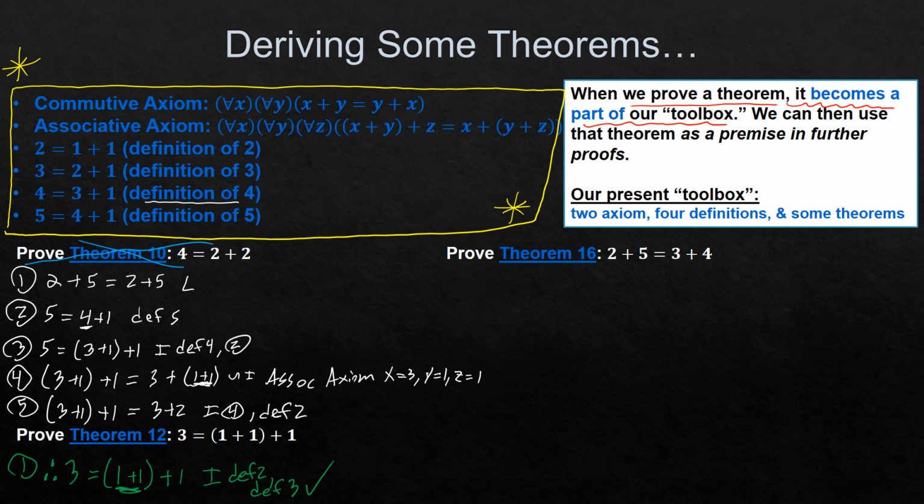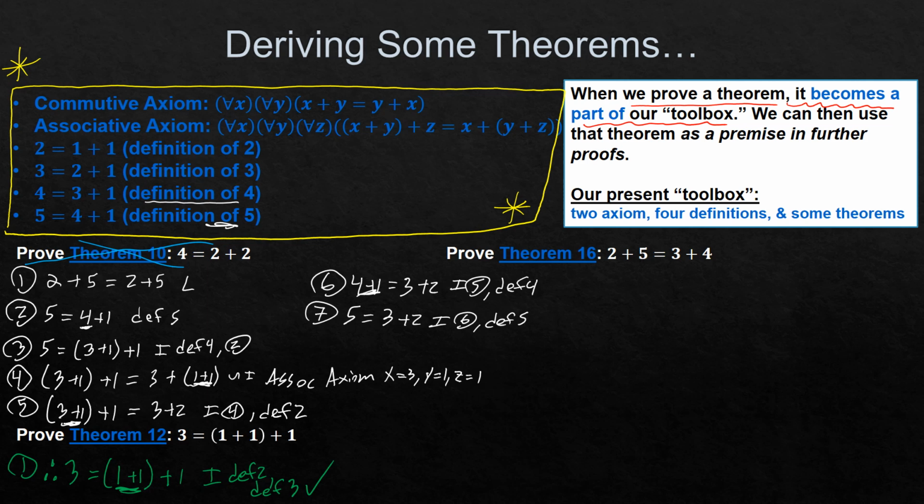And then we can do another identity rule with this 3 plus 1 here. That's just 4. So for line 6, we'll say that 4 plus 1 is equal to 3 plus 2 by the identity rule, line 5, and definition 4. And then, because we have this 4 plus 1, we know that's 5 by our definition of 5. So for 7, we can get 5 is equal to 3 plus 2 by the identity rule, line 6, definition 5.